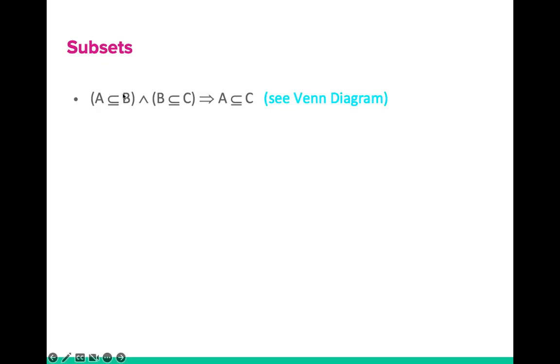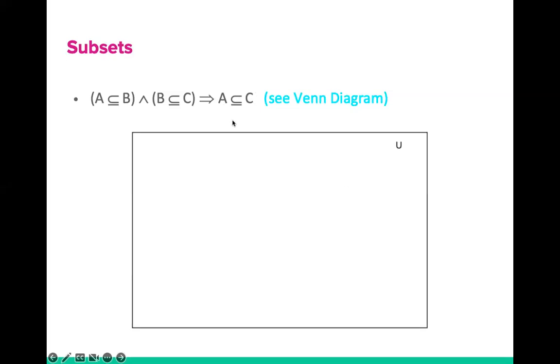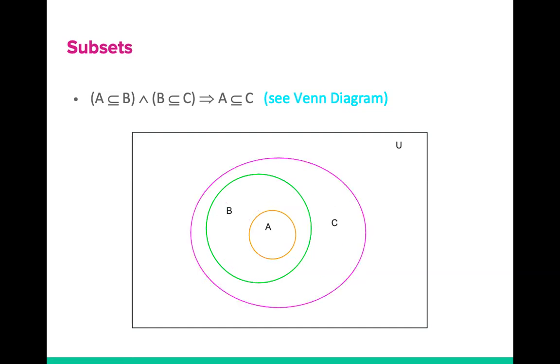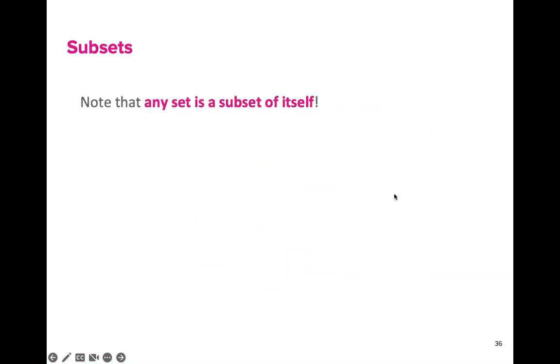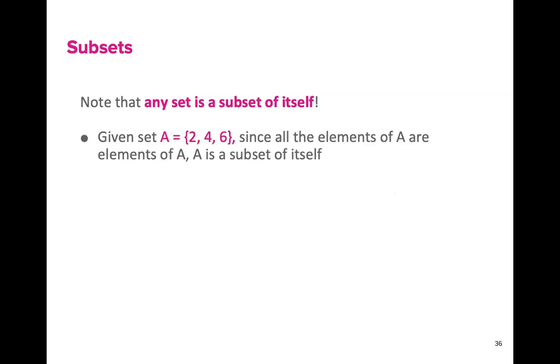Okay, and a subset also has this property: if A is a subset of B, and B is also a subset of C, then we can say that A is a subset of C. So we can visualize it using this Venn diagram. We have a set A, and A is a subset of B. And for the second term, we said that B is also a subset of C. So we can see graphically here that A is also a subset of C. Now note that any set is a subset of itself.